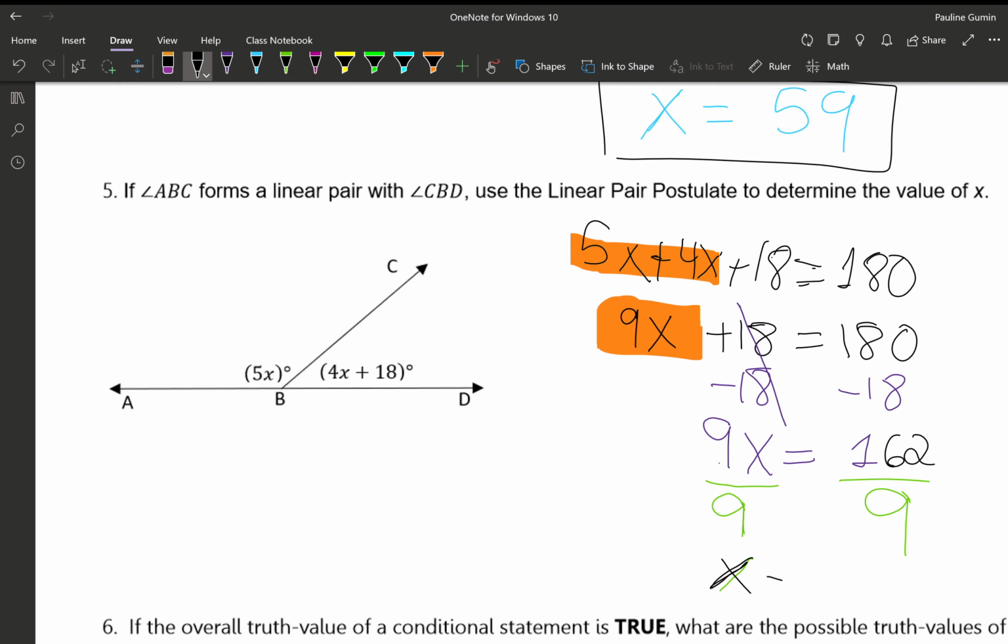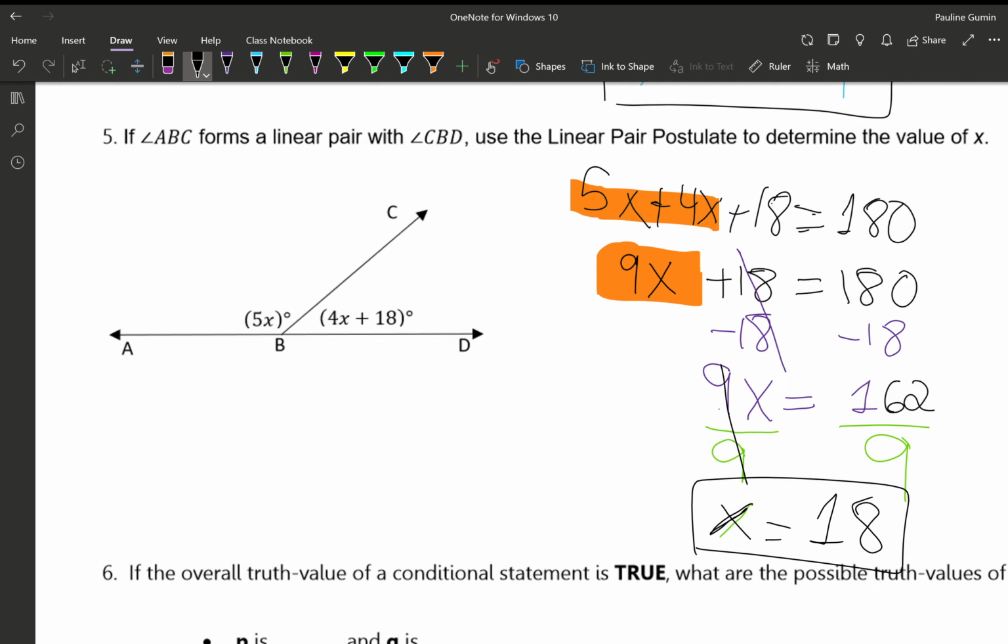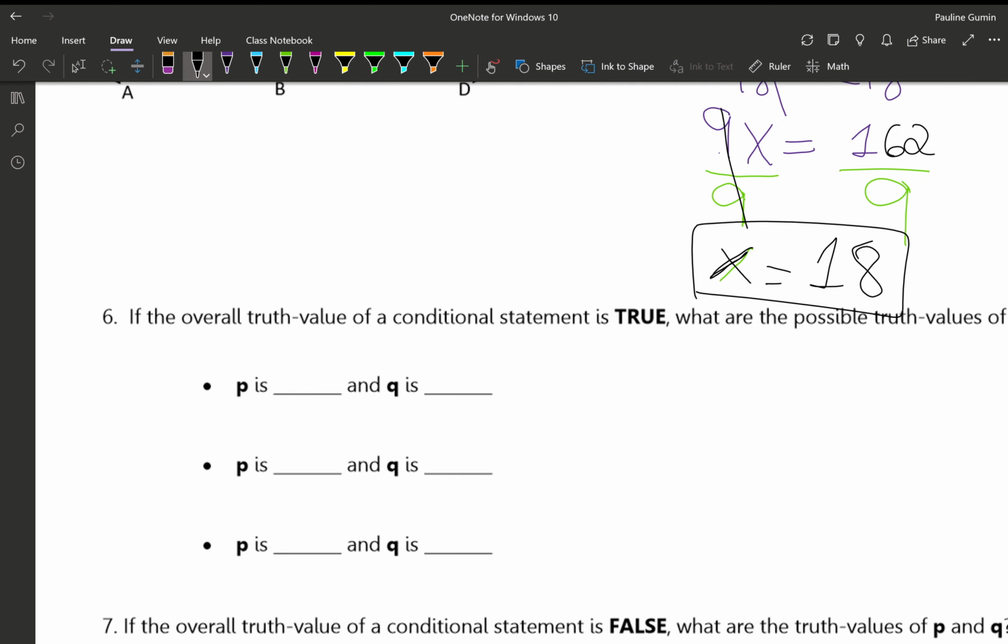There we go. So when we divide both sides by 9, x equals 18. Perfect. All right. Truth values.